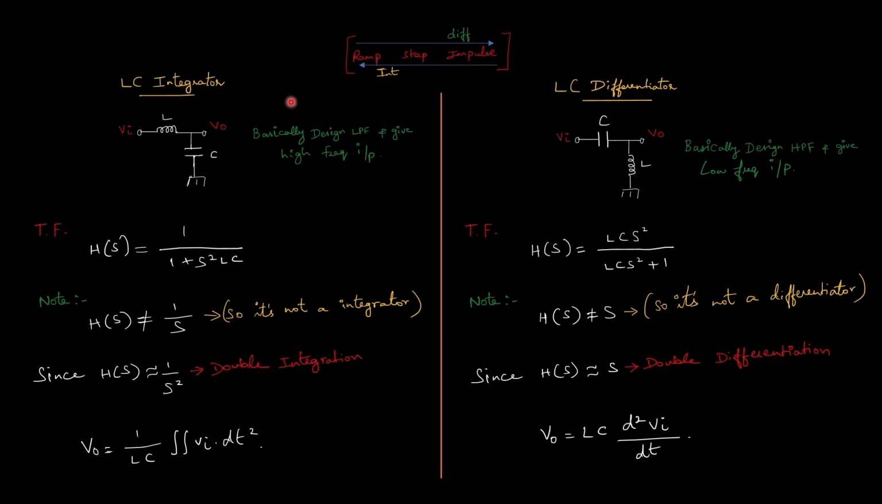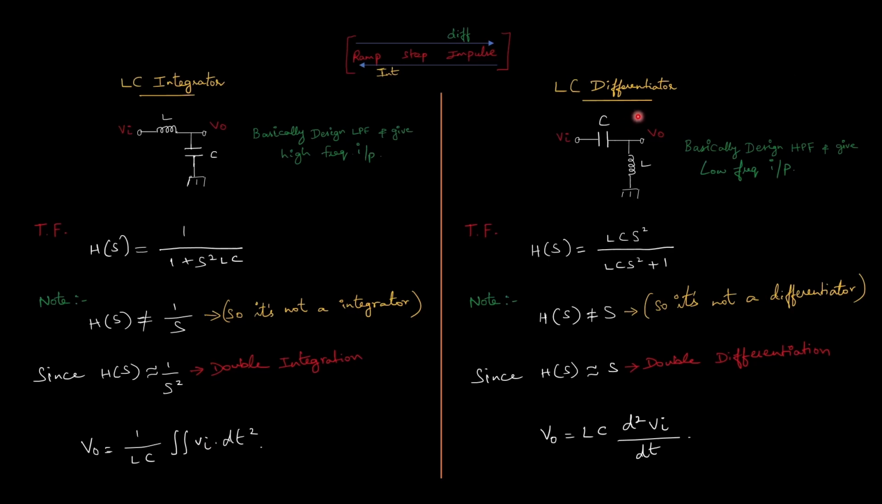So let's get started. Let's begin with the LC low pass filter. We already know a low pass filter passes only low frequency signals and attenuates higher frequencies. And for an integrator, we have to basically design a low pass filter and give a high frequency signal as input. Here, the transfer function is given as this. For a perfect integrator, the transfer function H(s) is equal to 1/s. However, our low pass filter doesn't contain a single power of s in the denominator. Instead, at sufficiently higher frequencies, it has H(s) equal to 1/s², which is actually a double integration. So we can expect the Vo to be the double integration of the input signal.